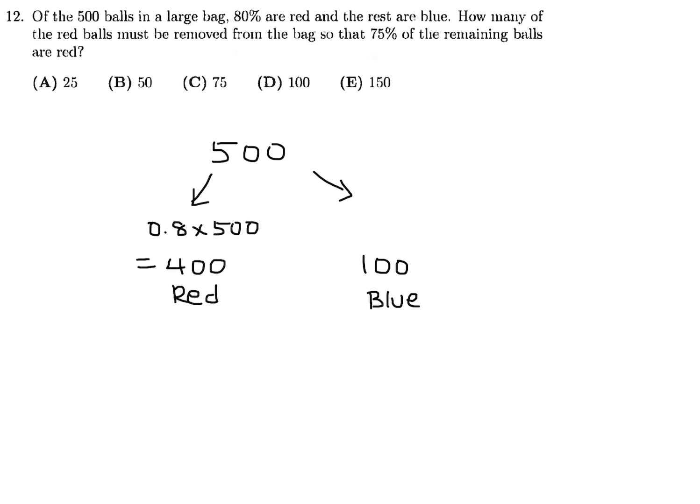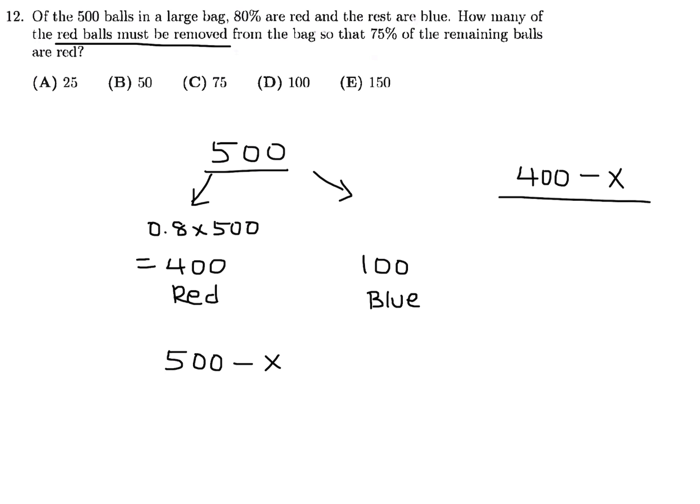Now they're saying that you're going to take out some from the 500, and then the ratio will be 75%. So I don't know how many we're going to take out, but let's just say that's x. So we are taking out red balls only. So from 400, you take out x, and then you divide by the total, which would be 500 minus x. And that has got to be equal to 75%, which is 3 over 4.